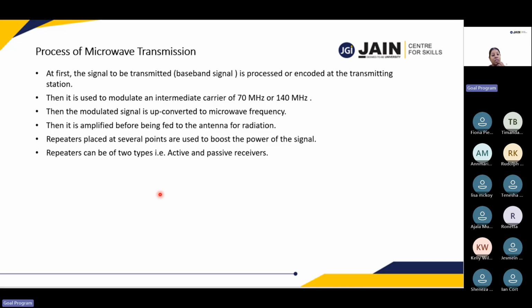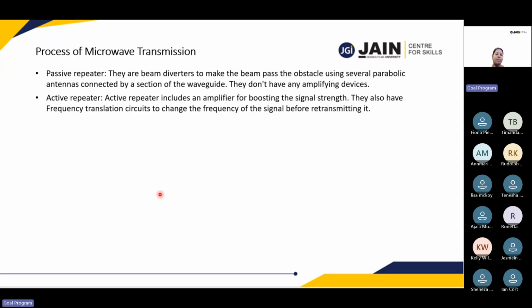Then we have repeaters placed at several points, which are used to boost the power of the signal. We have discussed this: what repeaters are and what they are used for. Repeaters can be of two types. Repeaters are the devices which strengthen the signals, giving energy to these signals, boosting the power of the signals. So repeaters are of two types: one is active repeaters and the other is passive repeaters.